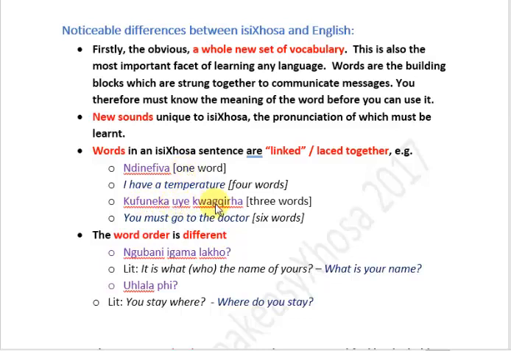Kufuneka uye kwagqirha, you have to go to the doctor, 3 words as opposed to 6. The word order is different. Ngubani igama lakho, literally, who or what is the name belonging to you, or what is your name? Uhlala phi, you stay where, or where do you stay?